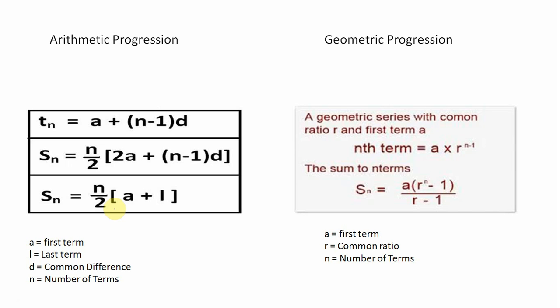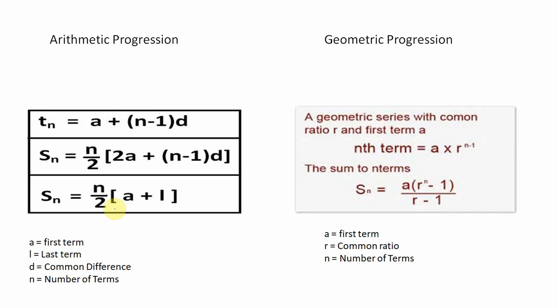We know an arithmetic progression is one where each term differs from the previous term by a constant difference. If Tn is the nth term of the series, A is the first term, n is the number of terms, and D is the common difference, then I can specify the nth term as A plus (n minus 1) into D. The sum of the n terms is n upon 2 times (2a plus (n minus 1) D), or if L is the last term, then Sn is equal to n by 2 times (A plus L).